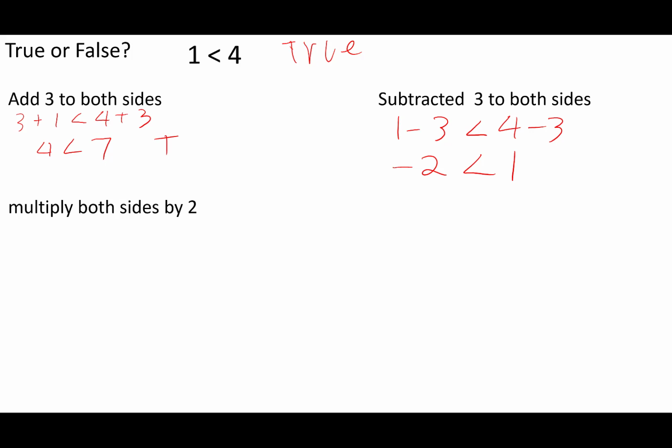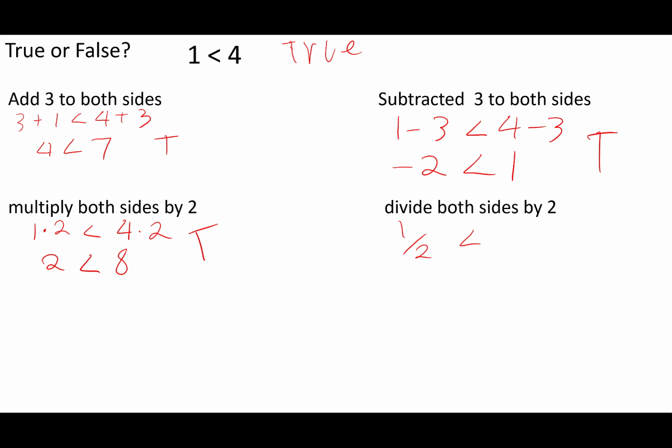Okay, if I multiply both sides by 2, so 1 times 2, is that less than 4 times 2? 1 times 2 is 2. 4 times 2 is 8. And 2 is less than 8. So that is true. Both of those are true. All right, dividing both sides by 2. So 1 divided by 2, is that less than 4 divided by 2? That's 1/2 is less than 2, and that is true as well.